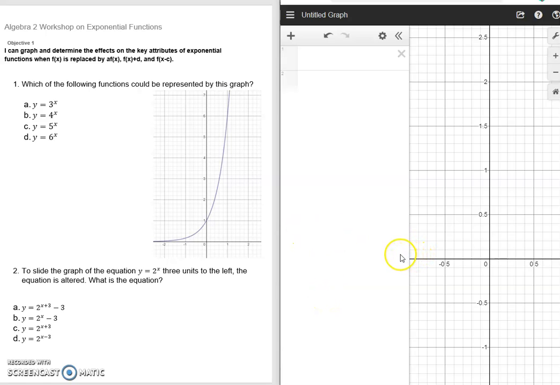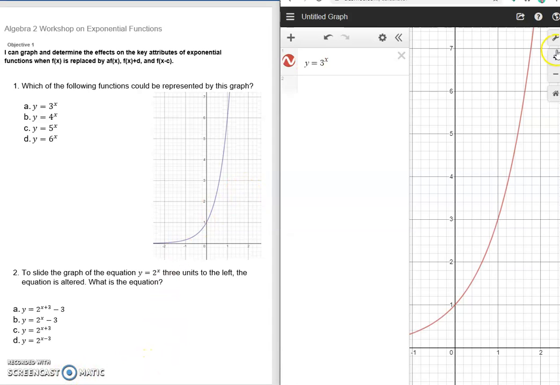Question number 1. Which of the following functions could be represented by this graph? So my suggestion is for you to put this on Desmos and match the graph with the right equation. So choice A, as you can see, is not the answer because (1, 3) is part of the graph, and on here, (1, 3) isn't. So go to B and plug it in.